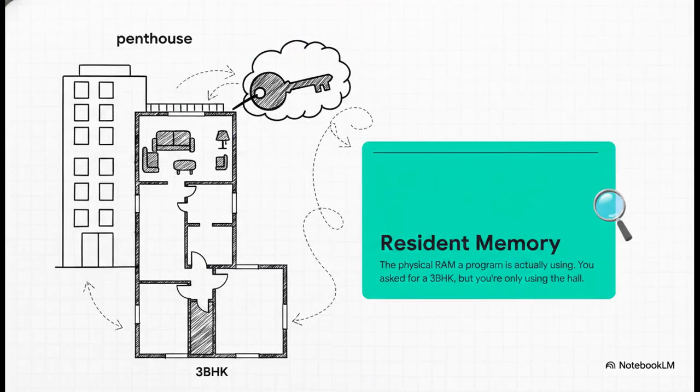But the operating system is actually pretty smart. It gives the app the keys to the whole penthouse, but it only puts furniture in the one room it's currently using. This physical, in-use memory is what we call resident memory. So you might have the whole apartment, but you're only really taking up space in the living room for now.